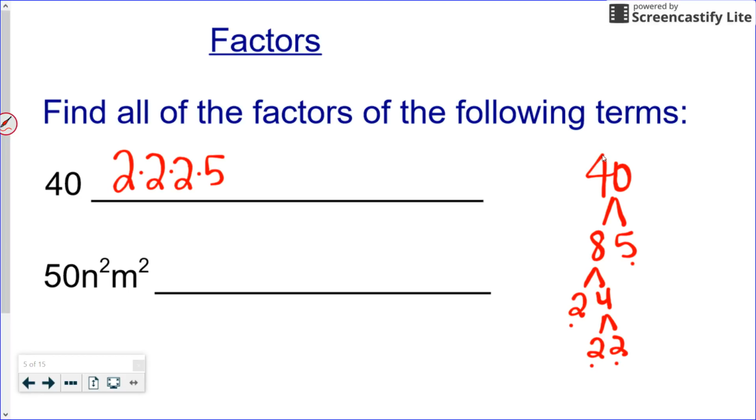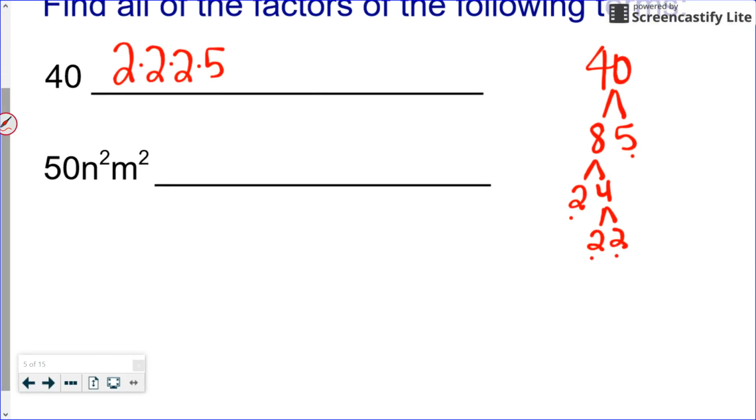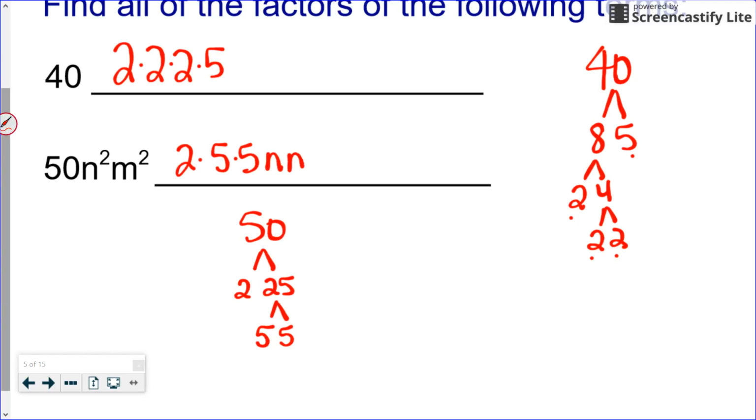And then for the 50 n squared m squared, 50 breaks down to 2 times 25. 25 is 5 times 5. So I have 2 times 5 times 5 times n times n times m times m. So that is just factoring a monomial.